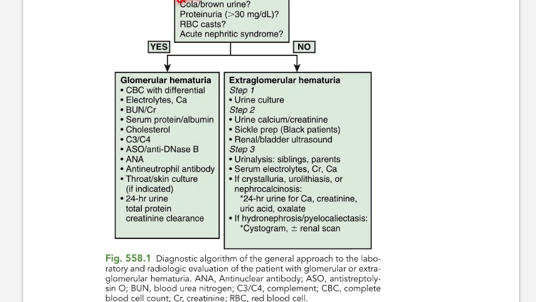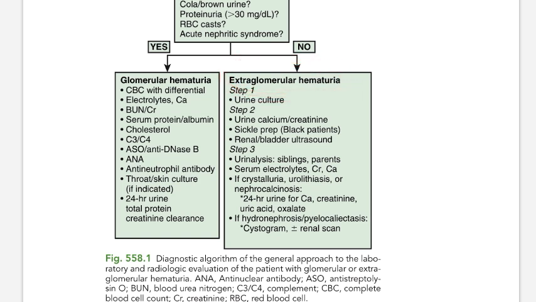If urine is cola colored, proteinuria is more than 30 milligram per deciliter, RBC casts are present, and acute nephritic syndrome features are present, we are clearly dealing with glomerular hematuria. If these features are not present, meaning gross hematuria is there, proteinuria is less than 30 and no RBC casts, so we are dealing with extraglomerular hematuria. So this is the diagnostic algorithm.